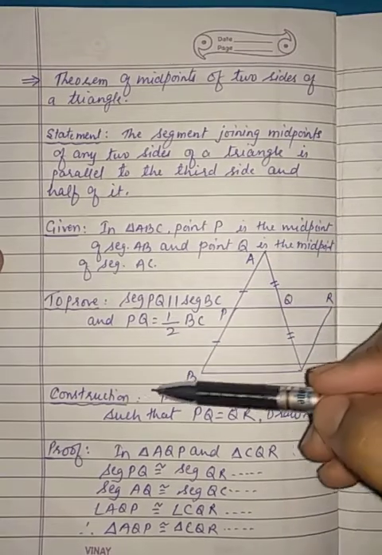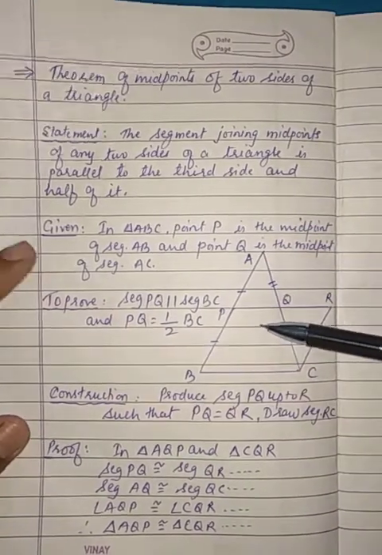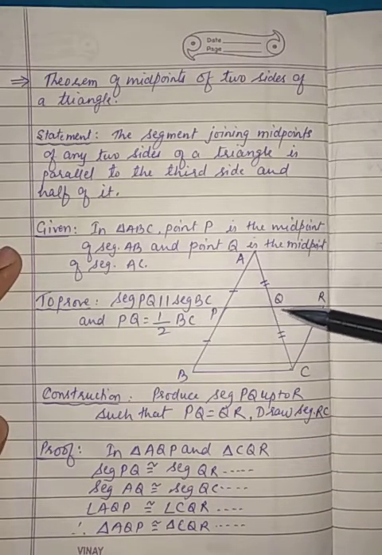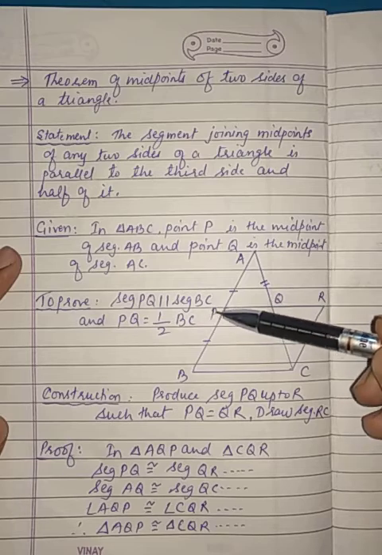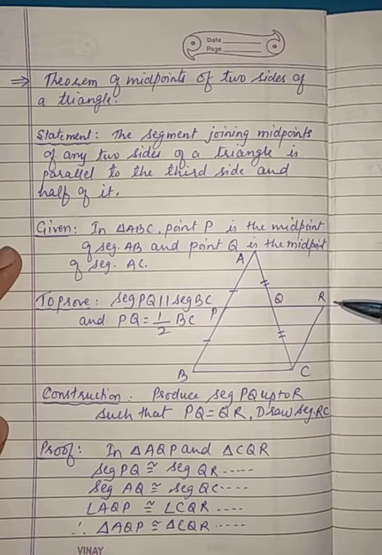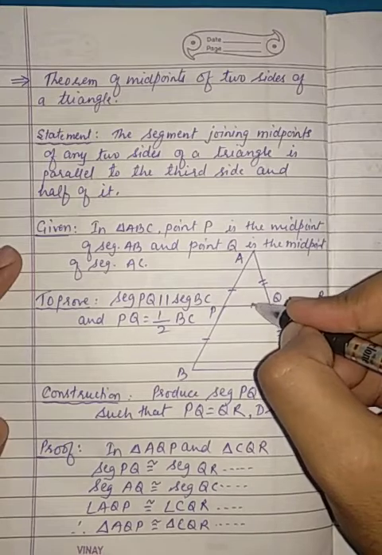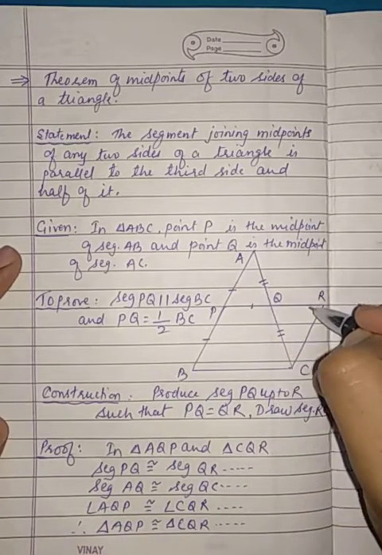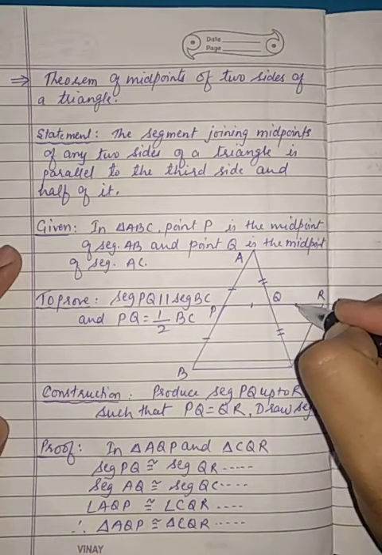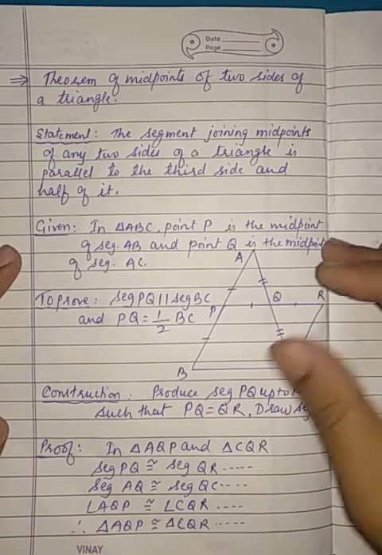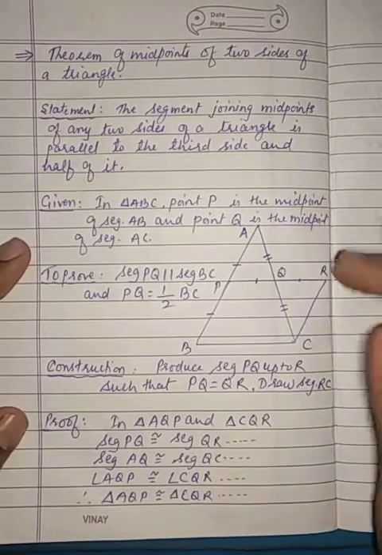Now we have constructed something here. We have written the construction: produce segment PQ up to R. Produce means you have to extend this line segment such that PQ is equal to QR. So we have constructed it in such a way that PQ and QR are equal. Is it clear? Now let's see how we are going to prove it.